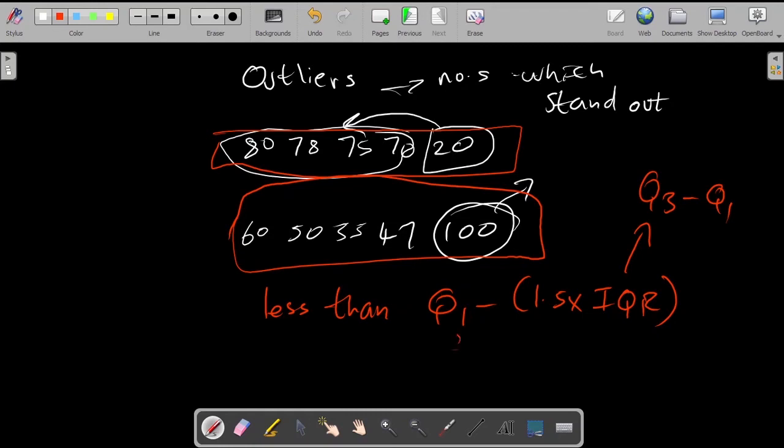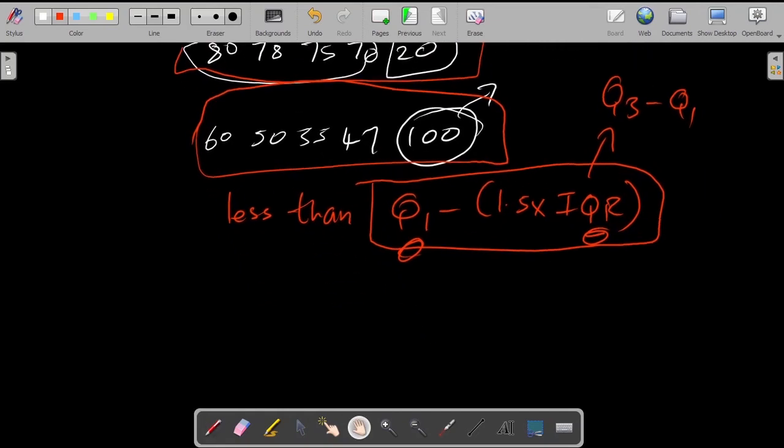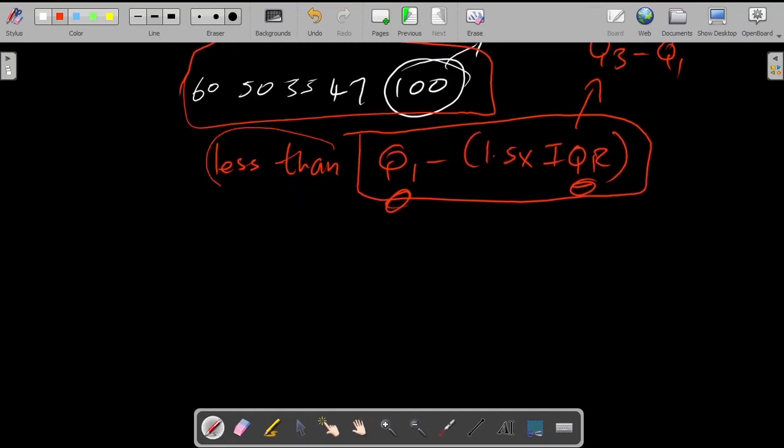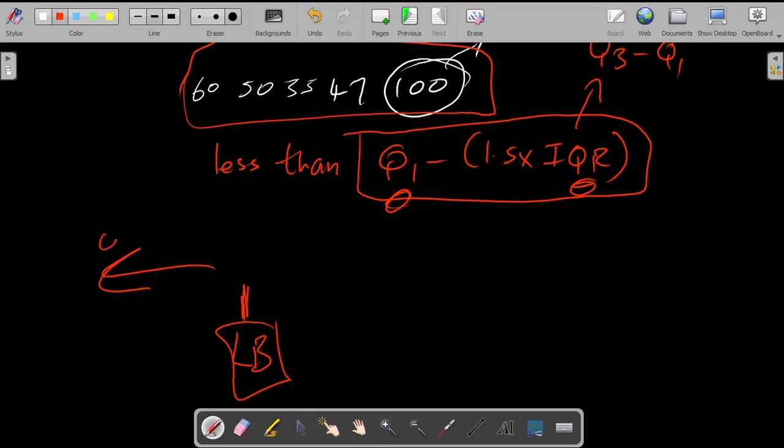So if you have this and that, and you compute this, this will be your lower bound. And if there is any number which is less than this lower bound, so let's say we have this lower bound, let's say LB for lower bound, which would be the result of that. Now, if anything falls to the left of this, which means if anything is less than this lower bound, then you have an outlier.